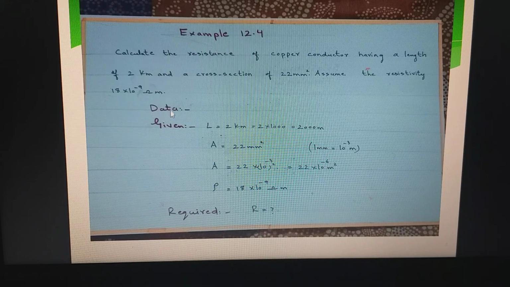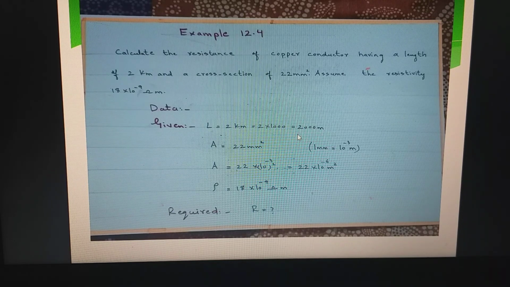We come to the data. First, 2 kilometer is the length, so L is equal to 2 kilometer. Kilo stands for 10 raised to the power 3, so the length is 2000 meter. And millimeter square is the unit of area, so A is equal to 22 millimeter square. We have to convert millimeter into meters, the SI unit, as 1 millimeter is equal to 10 to the power minus 3 meter. So A is equal to 22 into 10 to the power minus 3 whole square, which gives you 22 into 10 to the power minus 6 meter square.